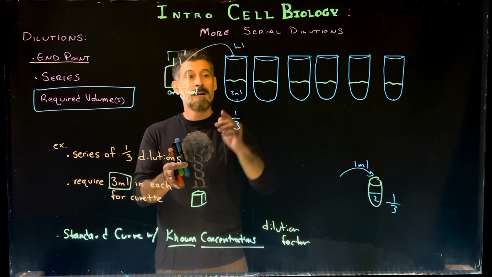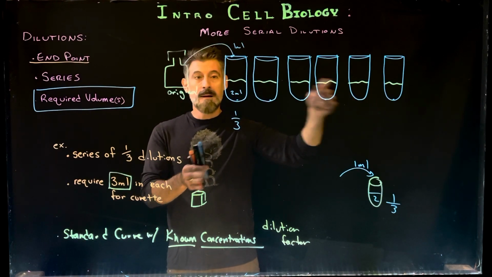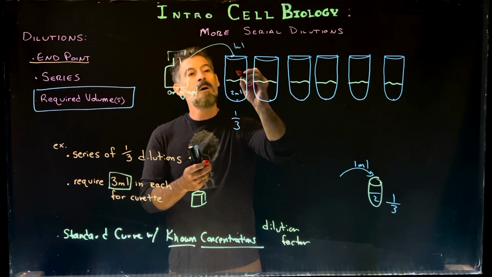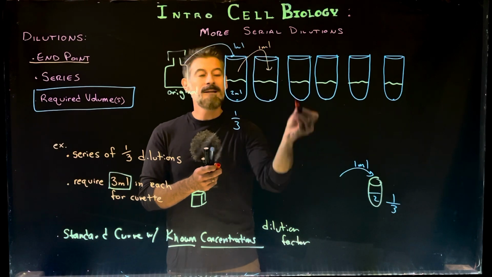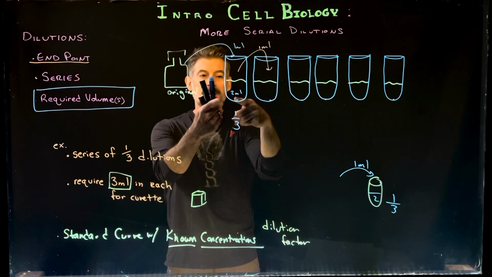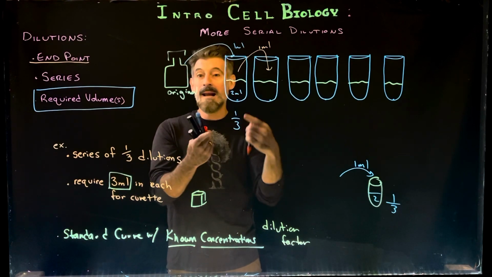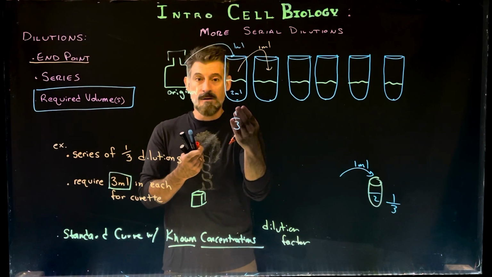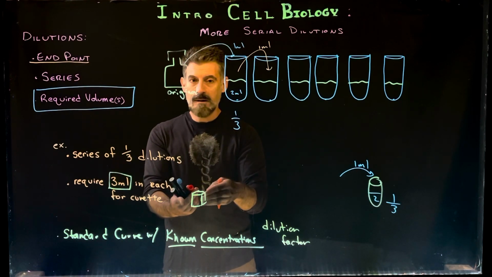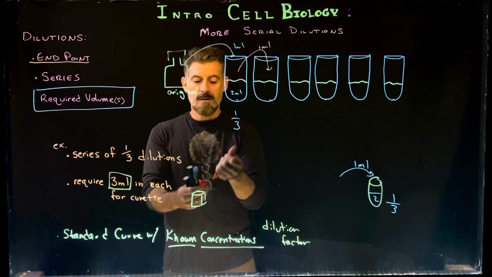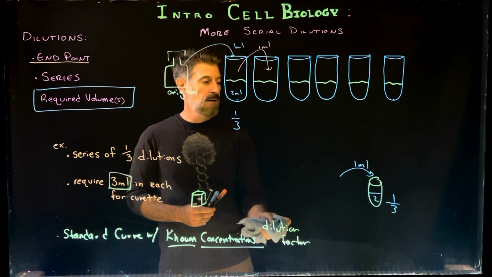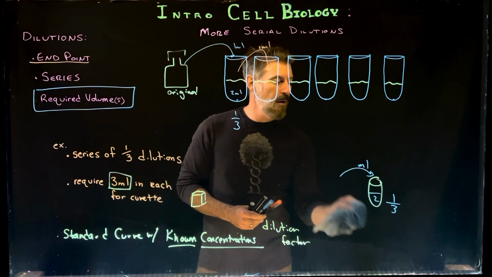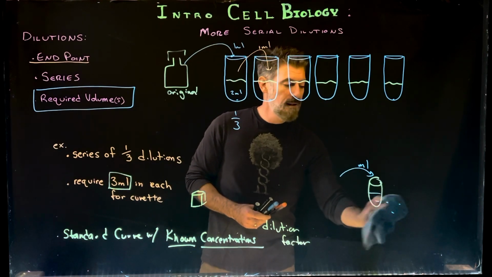Except I'm going to perform a series. That means I have to now remove 1 milliliter from here to put into the next tube. Now my total volume is going to decrease. I'm only going to have 1 milliliter. It'll still be the right concentration, but I won't have enough to put in the cuvette. So we have to do something different over here. That's not going to work, at least in terms of volume. You would have the right concentration, just not the right volume.